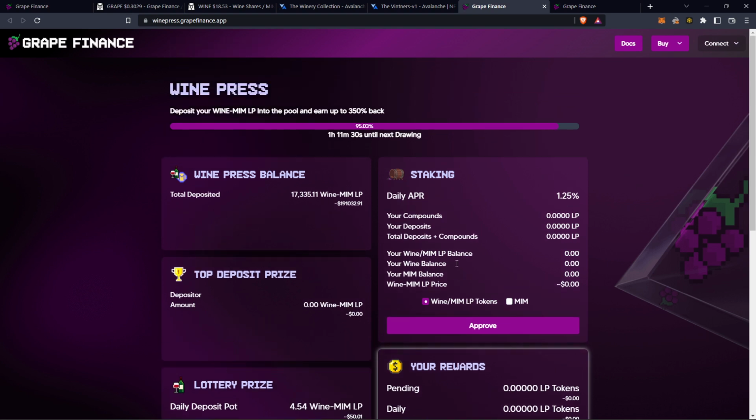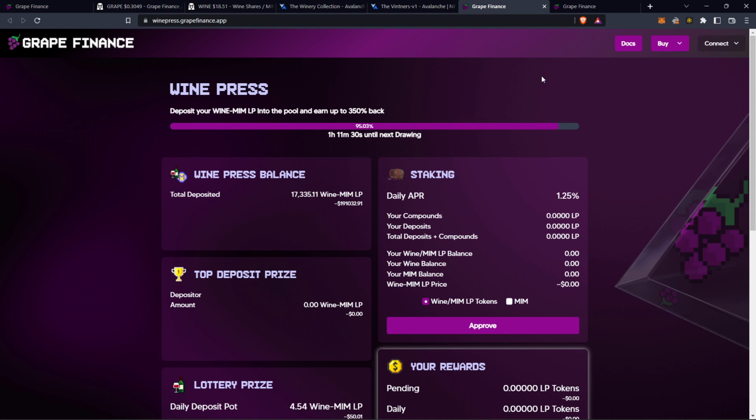The returns are also definitely very juicy. WinePress not only yields a juicy return, but it also helps with the liquidity for WineMeme at the same time. So if you're not in the WinePress, then you're definitely missing out. Of course, not financial advice. You should only invest what you're comfortable with. That is it for the wine press.